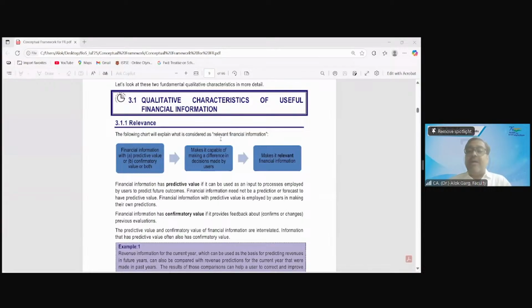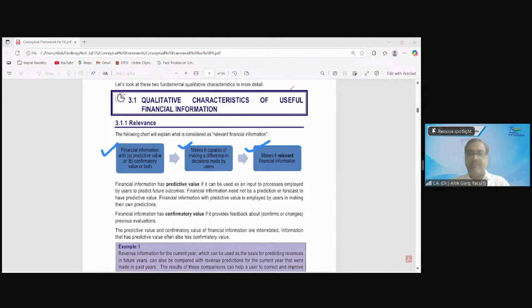So the following chart will explain what is considered as relevant financial information. Financial information with predictive value or confirmatory value makes it capable of making a difference in decisions made by the users, to make it a relevant financial information. Friends, there are three legs to the relevant financial information.